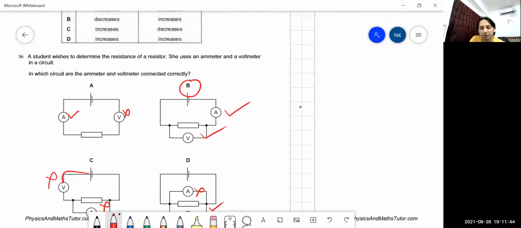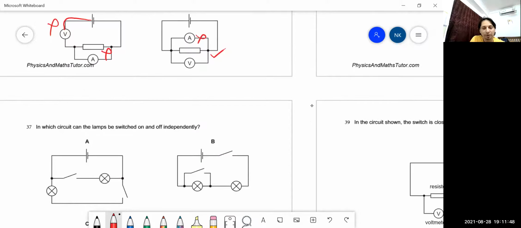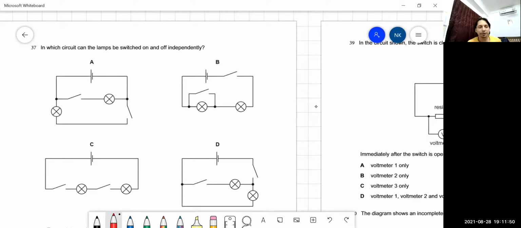Let's move to the next question, children. 37. Now, if you read this question carefully, in which circuit can the lamps be switched on and off independently? Independently means that if I want to switch on bulb 1, I can. If I want to switch off bulb 2, I can. So, find out the answers later.